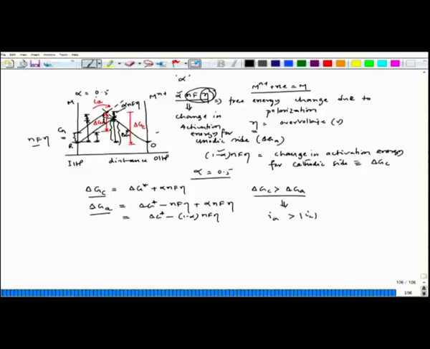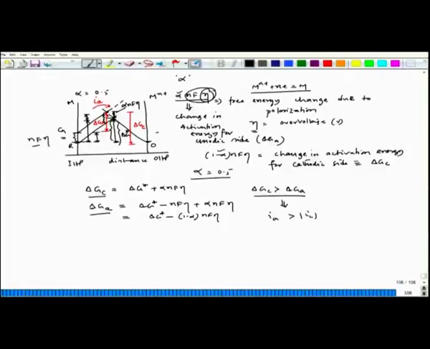Now, this is the situation when α is equal to 0.5. So, that means the contribution of this overvoltage, and finally, the contribution of free energy change towards activation energy of the cathodic side and anodic side, both are equal. Now, there could be a situation where α is less than 0.5. The situation can be predicted in this fashion. This is also, let us say, distance, this is OHP and this is IHP.